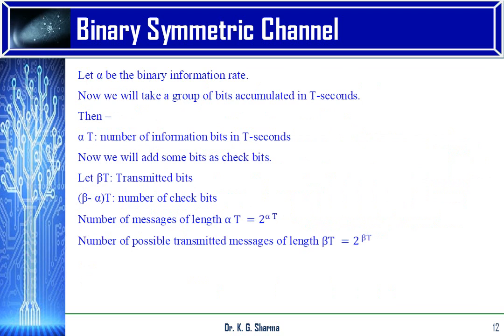Let alpha be the binary information bit rate. Now we take a group of bits accumulated in t seconds. Then the number of information bits accumulated in t seconds will be alpha times t. Now we add some check bits and let beta t be the transmitted bits. Then beta minus alpha times t will be the number of check bits. In a binary symmetric channel, the number of messages of length alpha t will be 2 to the power alpha t and the number of possible transmitted messages will be 2 to the power beta t.